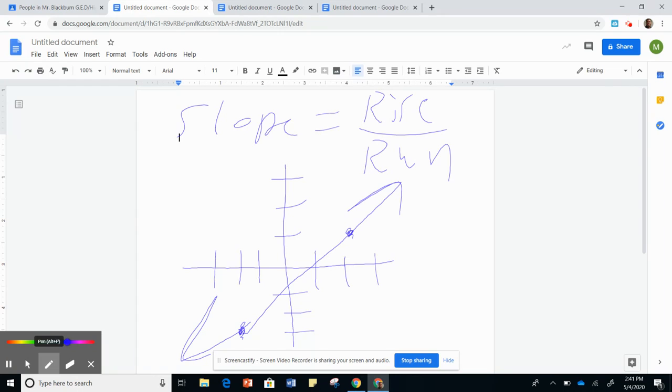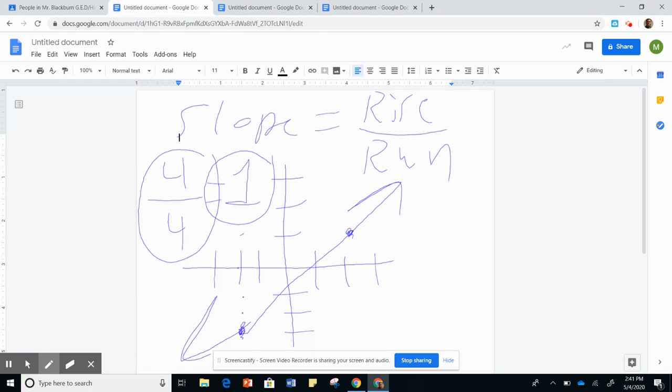All right, so from this point, we're going to count up 1, 2, 3, 4. So our rise is 4. Then we go over with our run 1, 2, 3, 4. So 4 over 4, and you can simplify that, and that's just going to be 1. So slope is 1 or 4 over 4, but usually if you can reduce the fraction, go ahead and reduce it. So the slope here is 1.